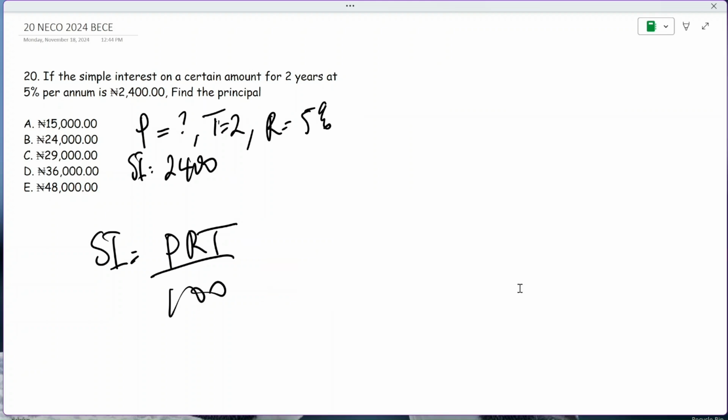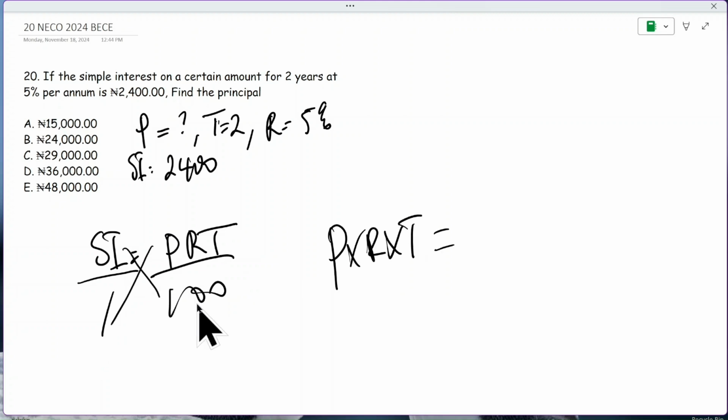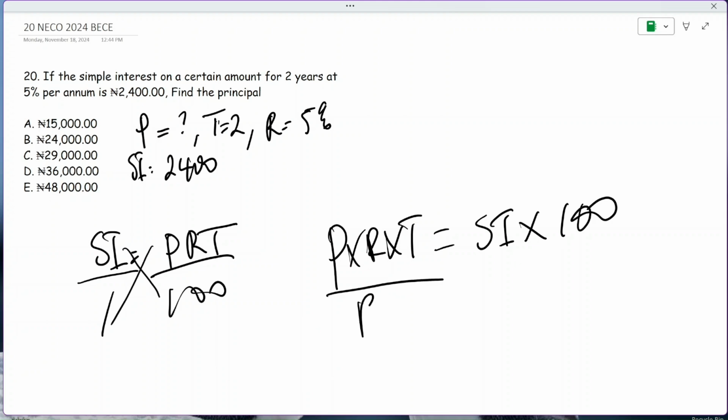For the sake of better understanding, let's say we want to make the principal the subject of a formula. We can say this is SI over 1, then we cross multiply. Knowing this is the standard formula where you have simple interest equals principal times rate times time over 100. Now we cross multiply that. On one side we have PRT, that's principal times rate times time times 1. That's still principal times rate times time equals, on the other side, we have simple interest times 100, as SI times 100. And since we're looking for the principal, we divide both sides by the rate and the time, or the rate times the time. So we divide both sides by R times T to get P to stand alone.